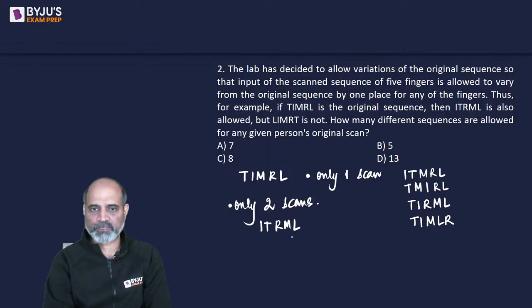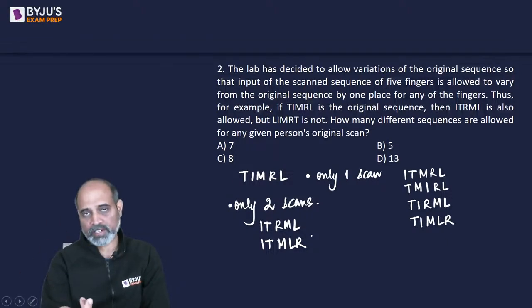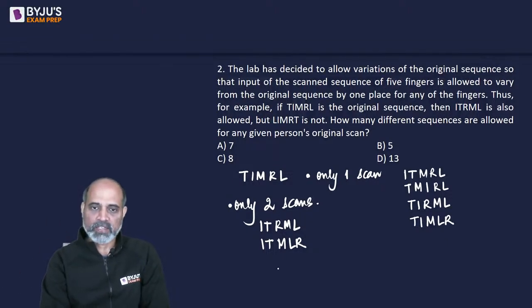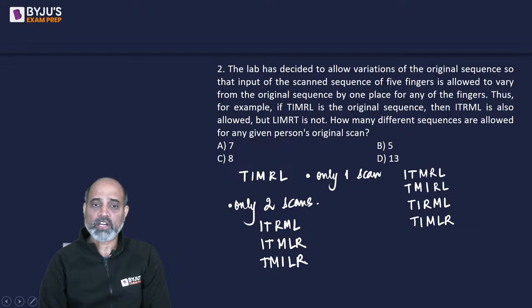ये हो सकता है. Next is TI and RL. So IT, M will stay as such, RL will interchange, right? So ये दूसरा हो गया. Next we can have IM and RL. So we can have TMI and LR, right? अब दो change हो रहे हैं.